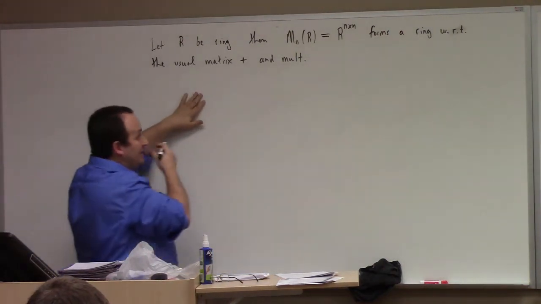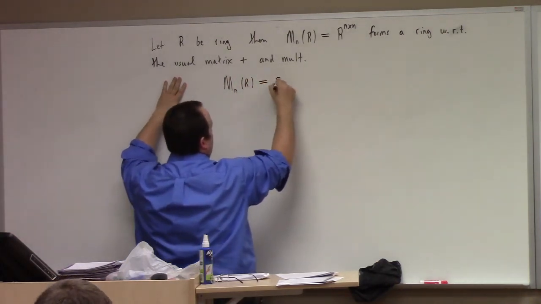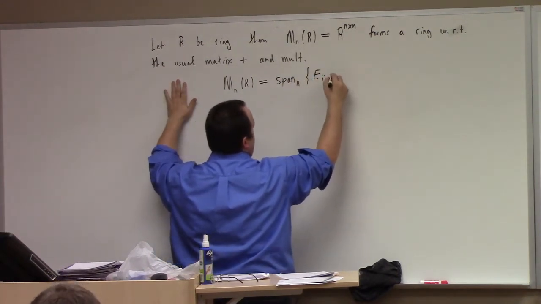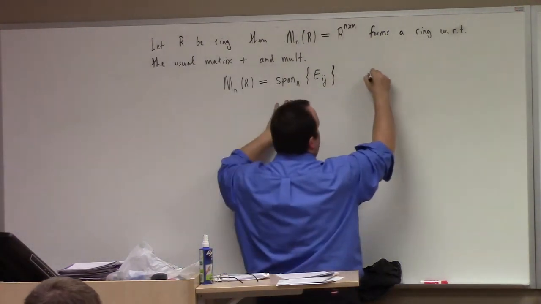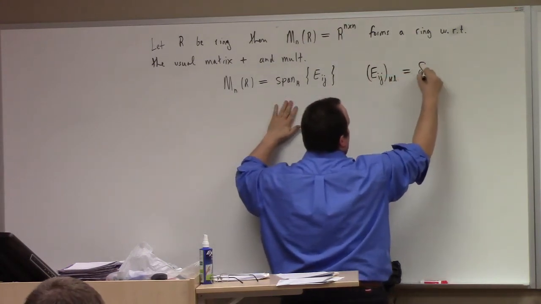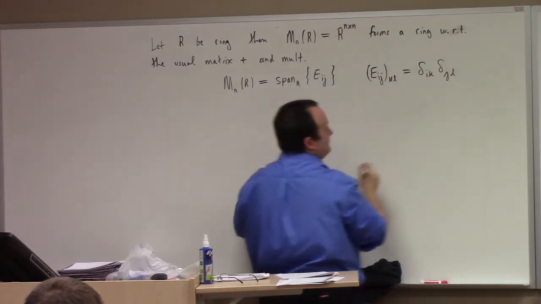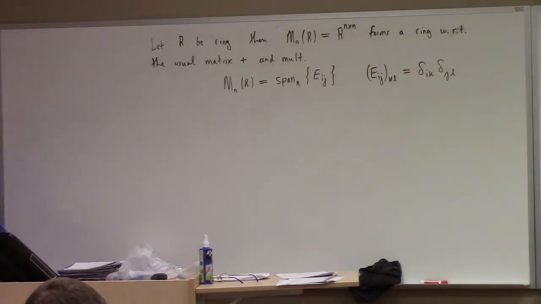It's worth noting that we can also write M_n(R) essentially as the span over the ring of the matrix units E_ij. Here, these E_ij are the matrices which have a 1 in the ijth spot and 0 elsewhere, the so-called matrix units. Although that's an unfortunate term because they're not units in the sense of ring theory. They're not invertible elements of the matrix ring.